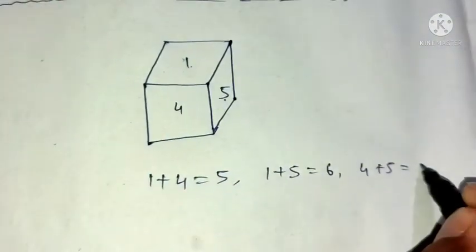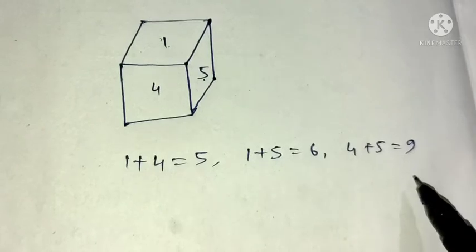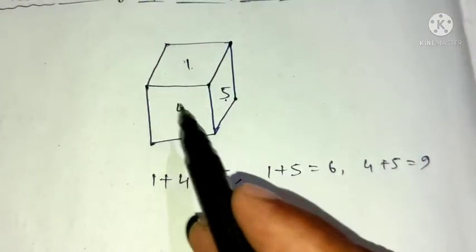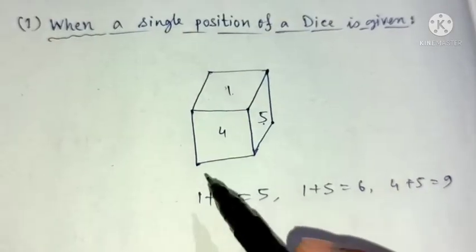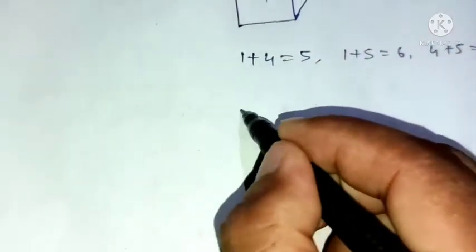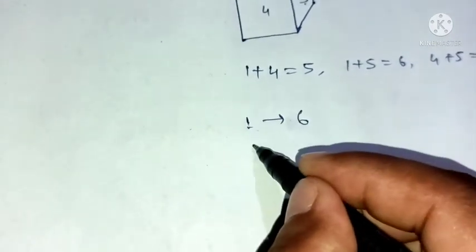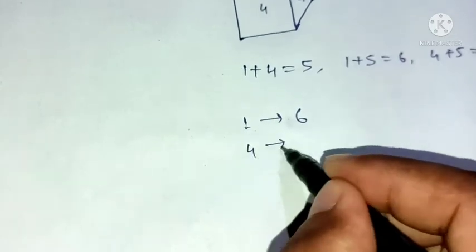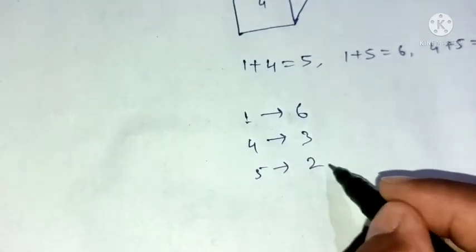4 and 5 are also adjacent faces. This is 9. So none is equal to 7. That is why it's a standard dice. And in case of standard dice, the opposite faces' sum is equal to 7. That is why opposite of 1 will be 6, opposite of 4 will be 3, and opposite of 5 is 2.